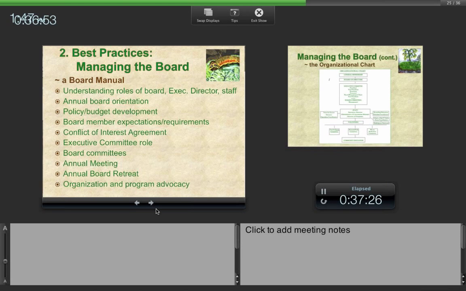Board member expectations. Each one of your board members is on your board for a different reason, has different expectations. And the organization itself has to make clear what those expectations are in relationship to a commitment to serving on a board of directors and what the requirements are. And we do have our board members sign an agreement of understanding. Conflict of interest agreement.